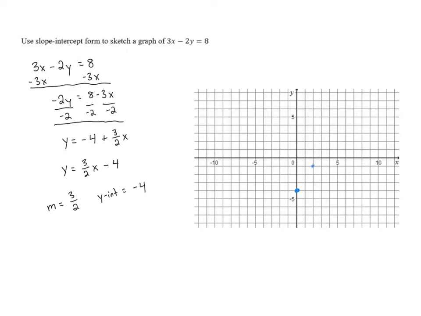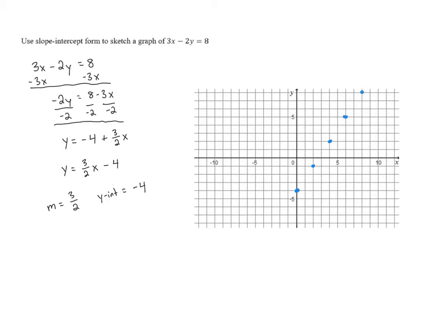So we have our point there. And then from there, we can go up 3 and to the right 2 again. That gives us another point. And we can do it again and again. Up 3 and to the right 2 takes us here. Up 3 and the right 2 takes us there.